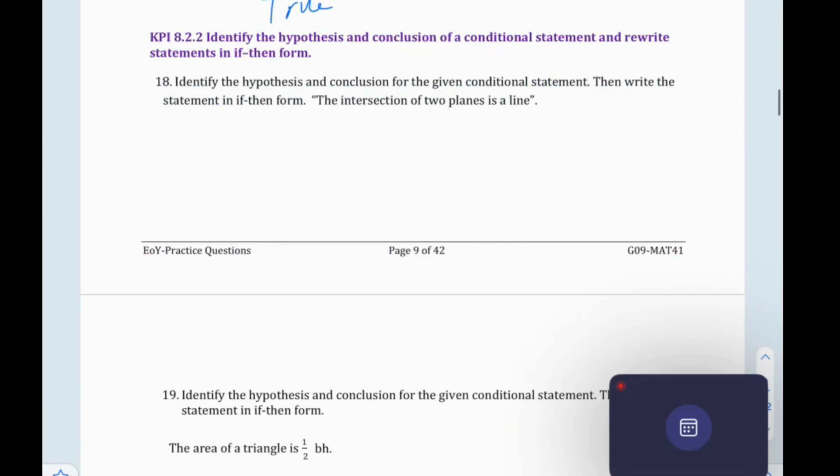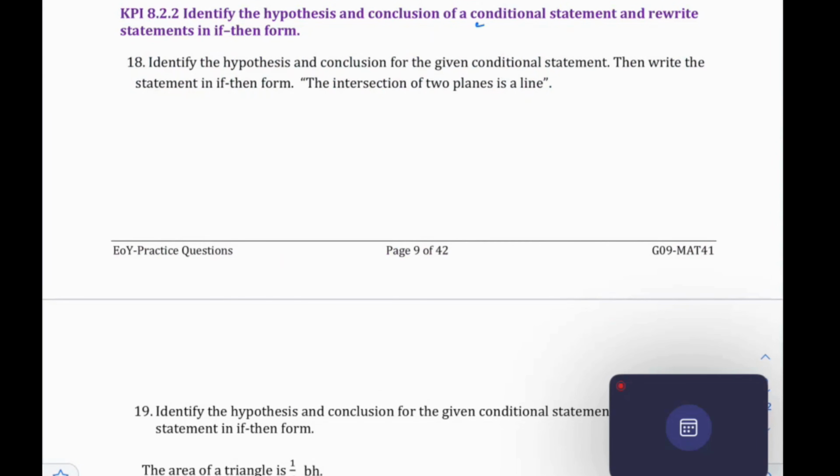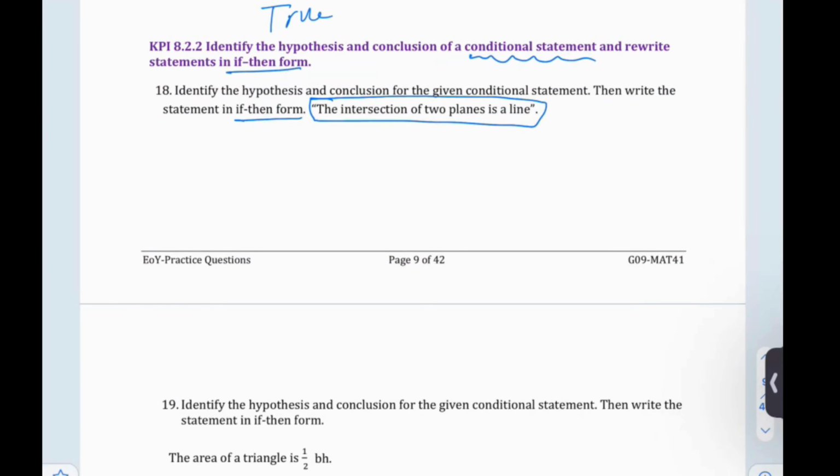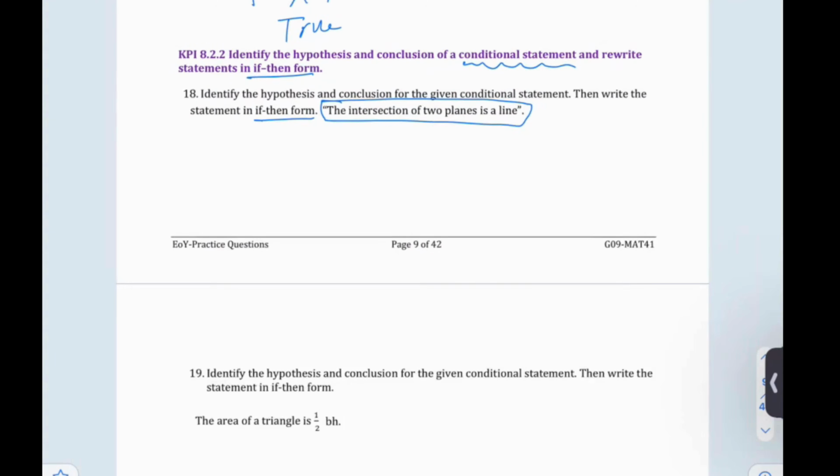Now, moving to the second part, which is talking about conditional statements. We will write it in if-then form. A conditional statement has an "if" and a "then". So let's check what is the meaning of conditional statement through questions. Question 18, identify the hypothesis and the conclusion for the given conditional statement. Then write the statement in if-then form. Now, this is a sentence: the intersection of two planes is a line. It's just a statement. If you want to convert the statement into a conditional statement, it will be looking like: if this happened, then that will happen.